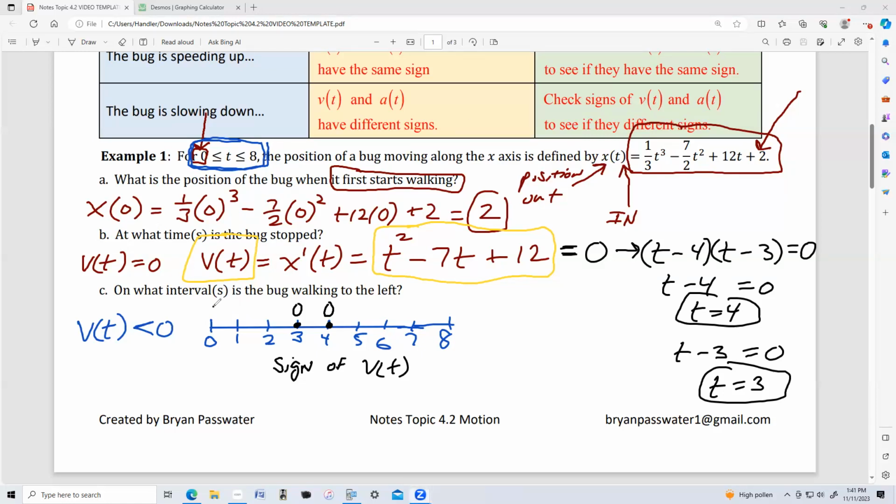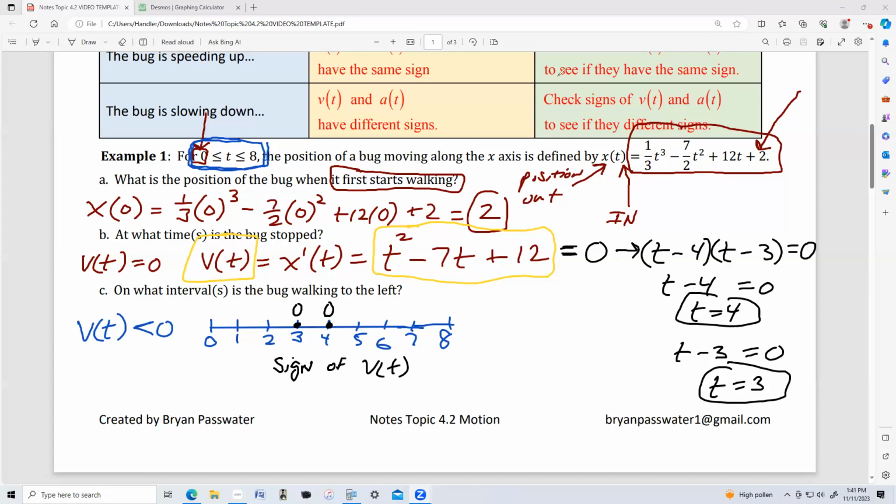Was it going nothing but right, right, and right? Or was it going to the right for a little while and then it decided to turn around and head back this way? We don't know until we investigate the sign chart. But thankfully, we do know, since you have to undergo a sign change to turn around, and you can't turn around without having 0 velocity, if only for a second.